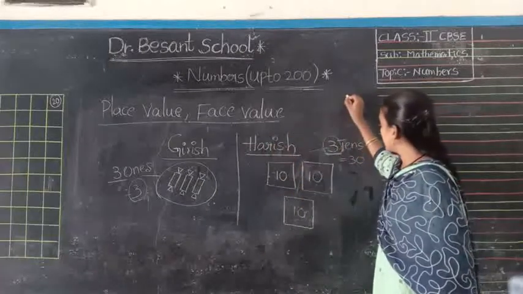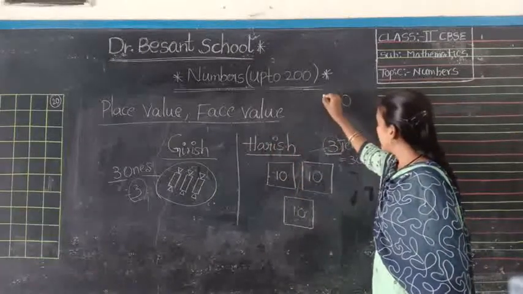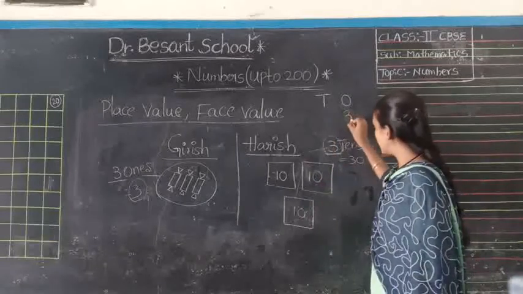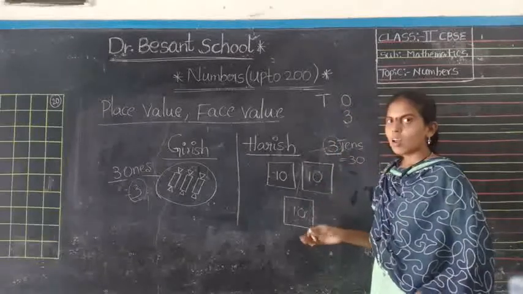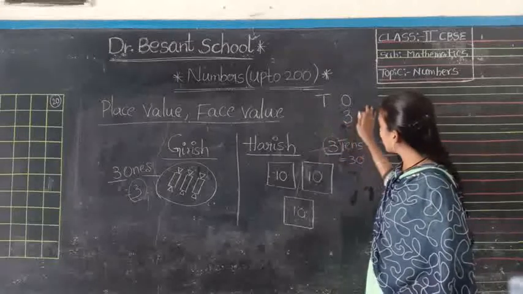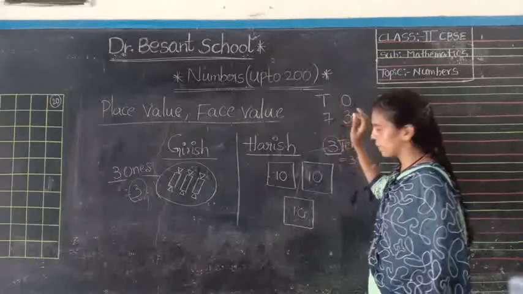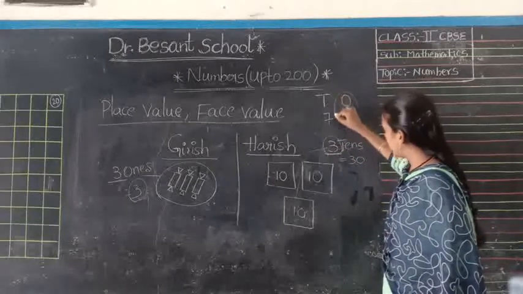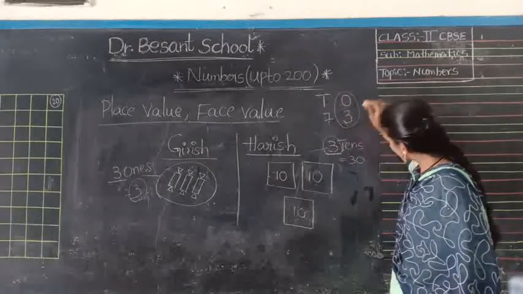That means see here, this is ones and this is tens. If the number 3 is written here in ones place, for example 73, the face value of the number 3 is 3 itself.